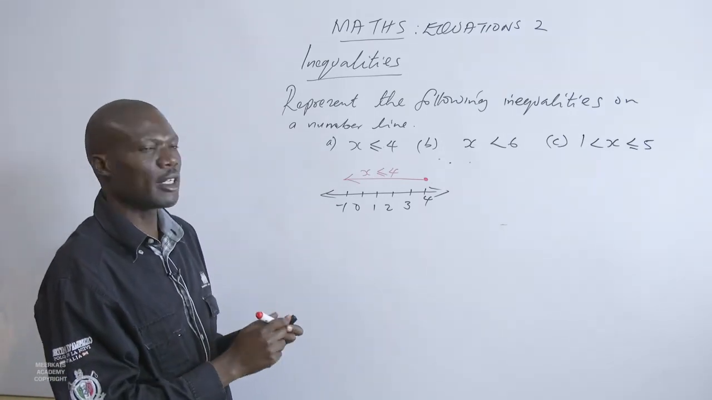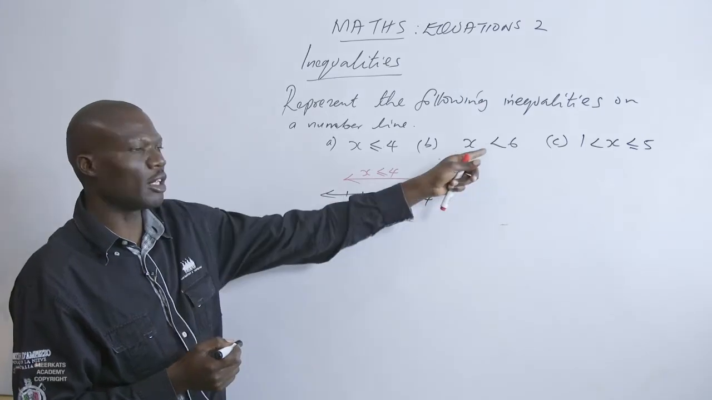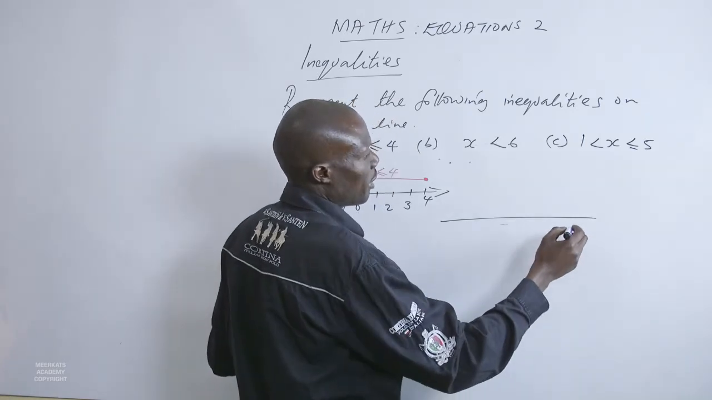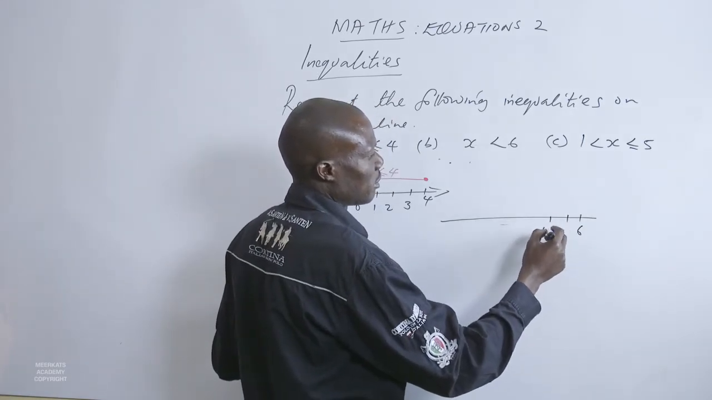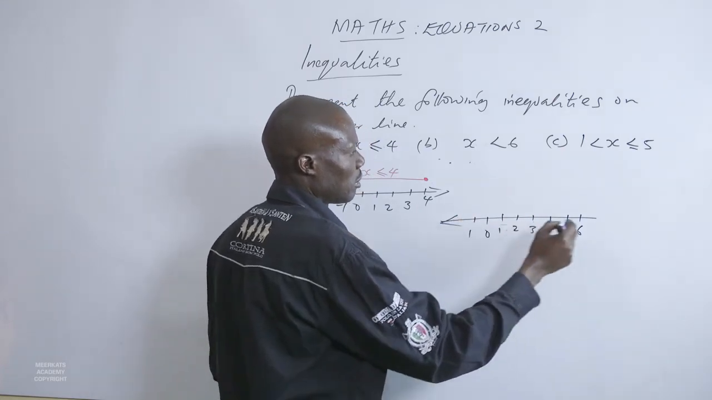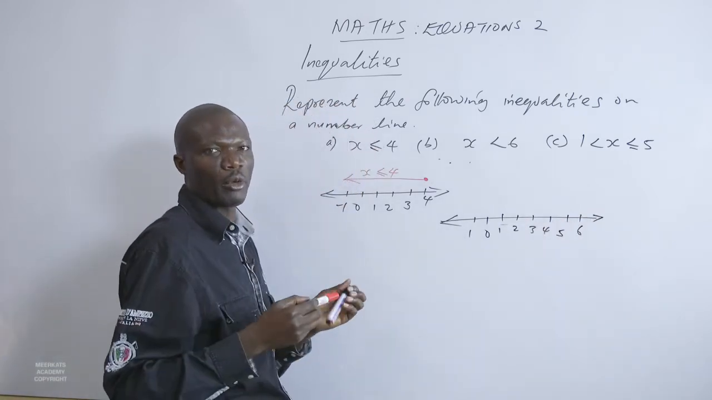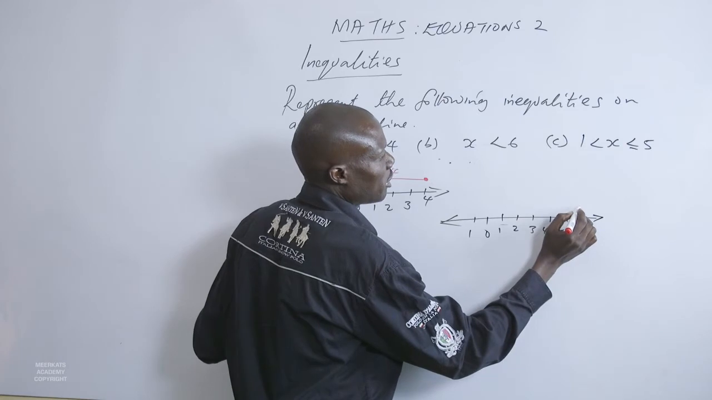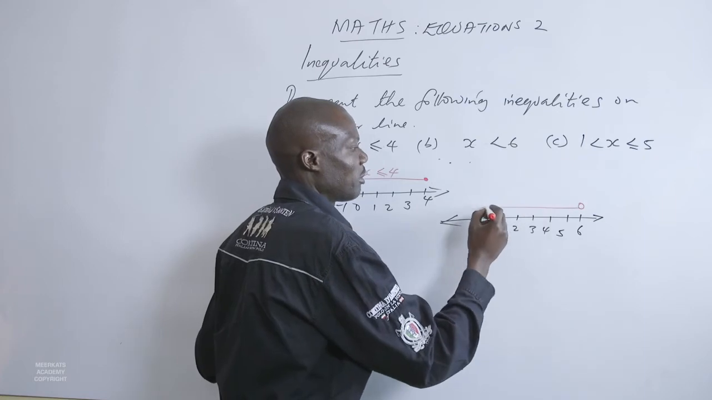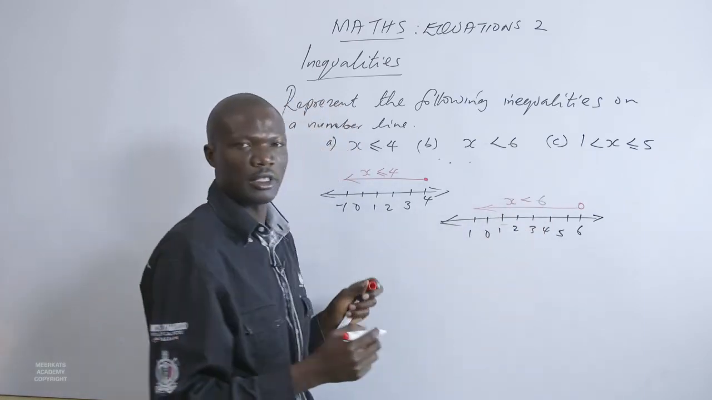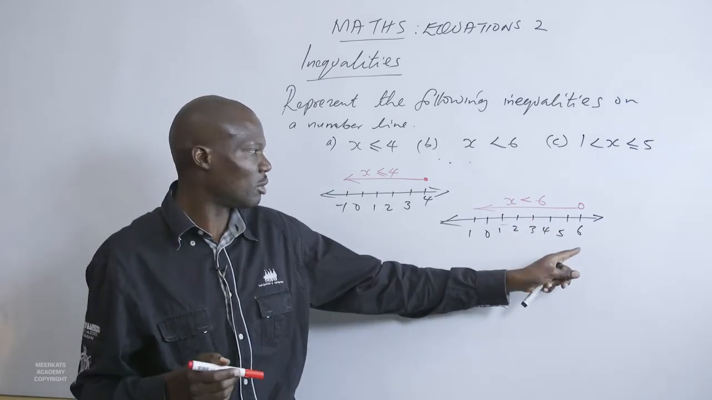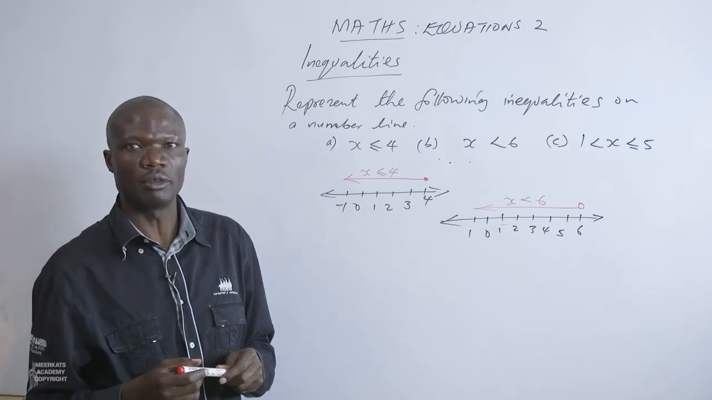For the second part, we have a 6, and it is not equal to, so this is an open circle. With your number line, it is endless. We identify where 6 is. 6 is open, so we have an open circle, and then the region to be covered is this direction, x is less than 6. So open circle means it is not included, but closed it is inclusive.